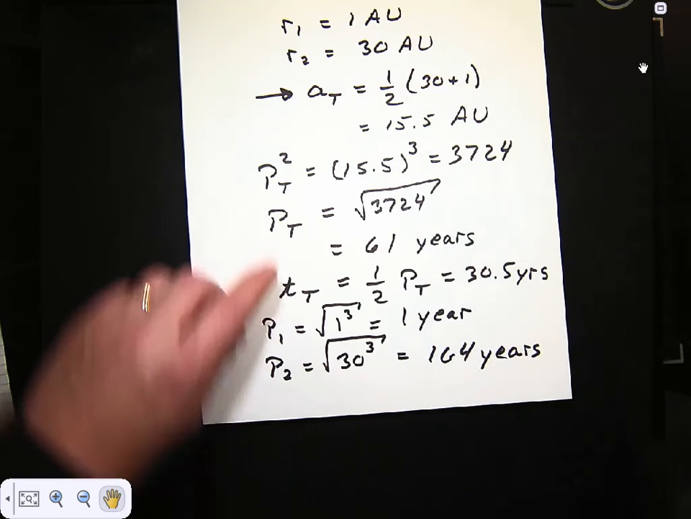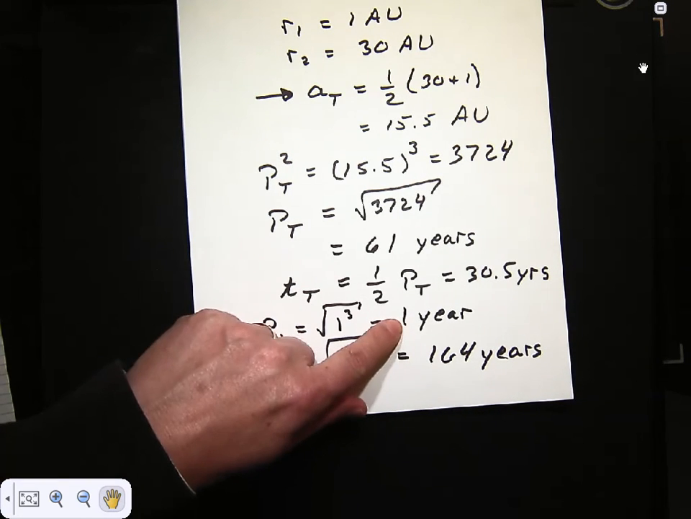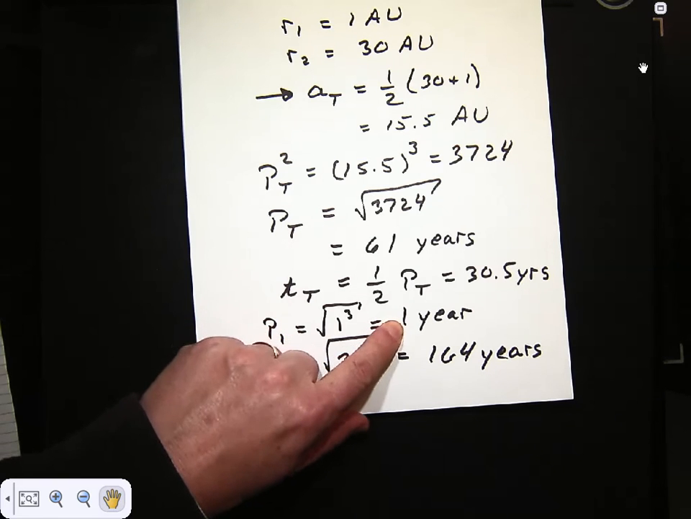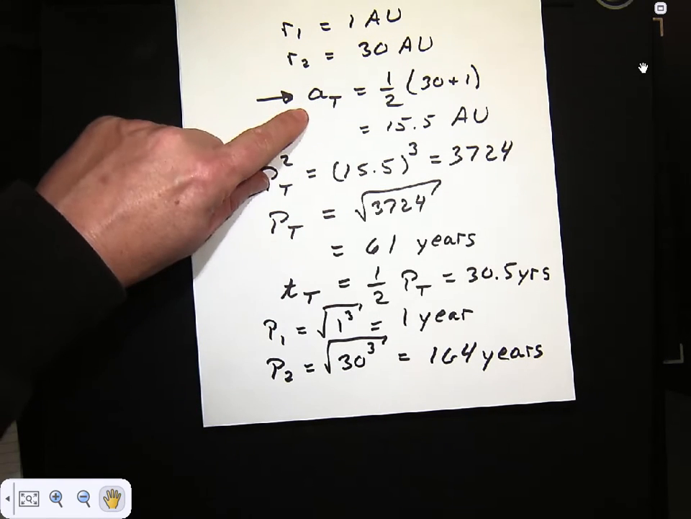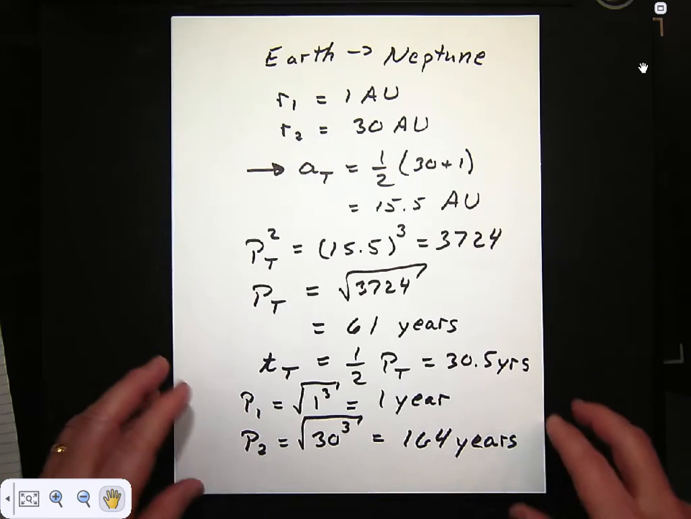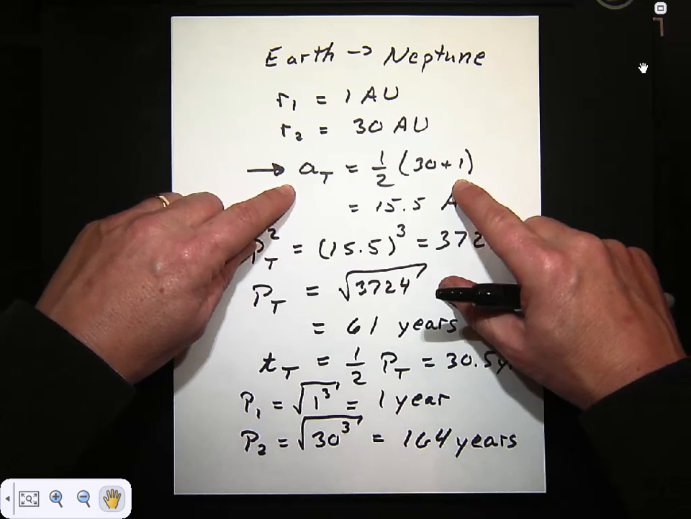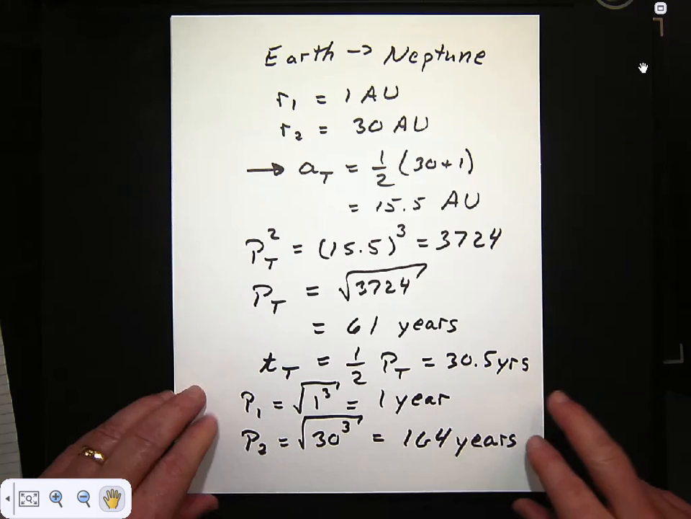So even the full orbit here for the transfer orbit at 61 years is in between these values, but it's definitely not the average. Right? Where the average is not in the periods, the average is in the distances. So that's how you calculate the orbit semi-major axis and the time that it takes to get between orbits on a Hohmann transfer orbit.